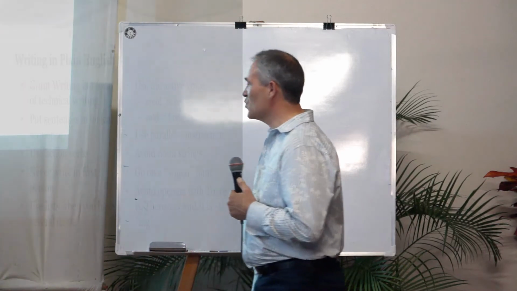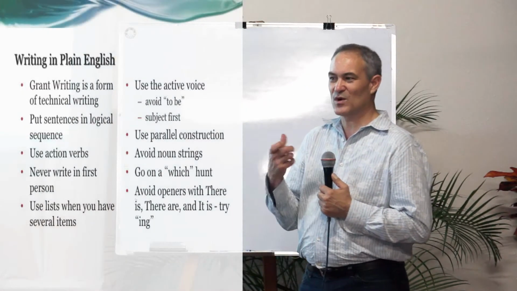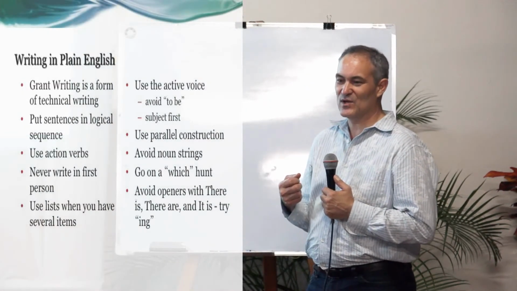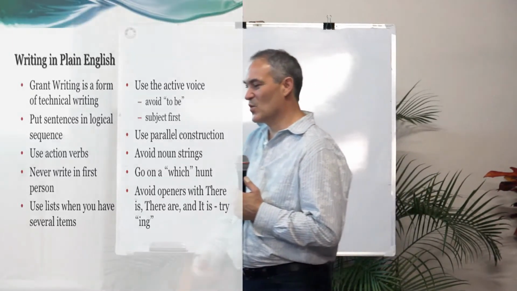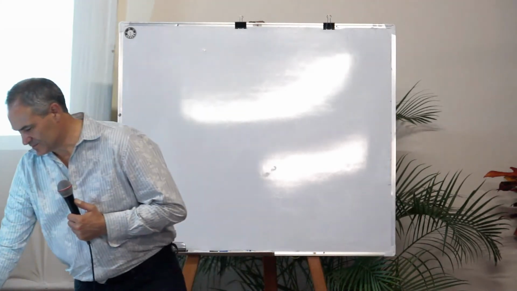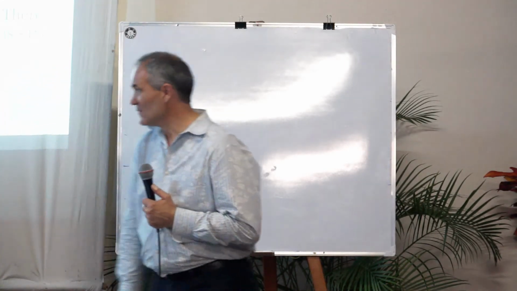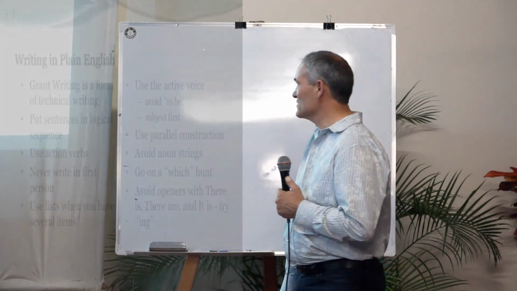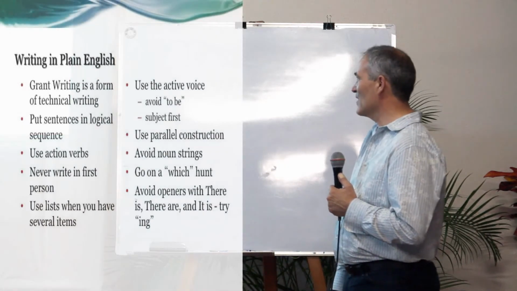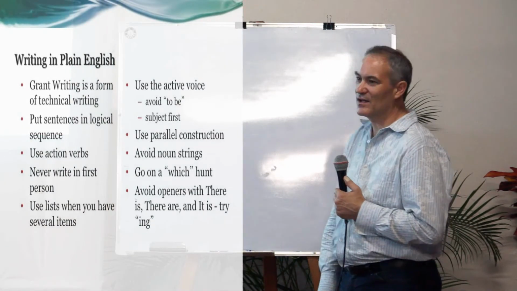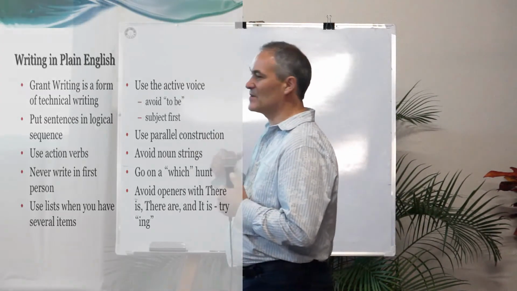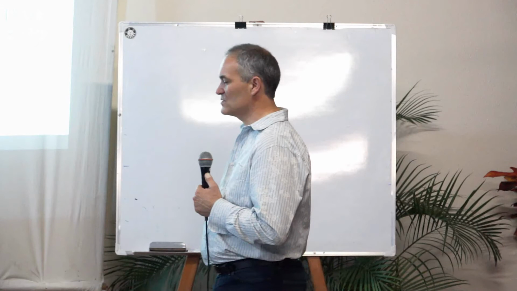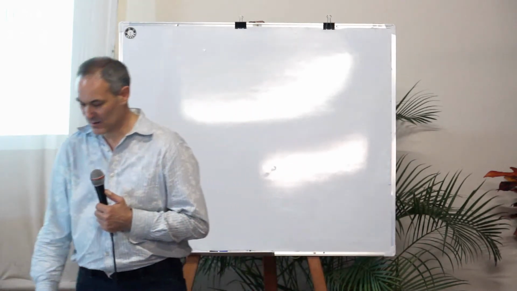And go on a witch hunt, meaning let's avoid words that we use repetitively throughout the whole proposal, like the word witch. And avoid openers like "there are," or "this is," or "trying." Once again, let's be active, subject first, and use action verbs in those sentences.